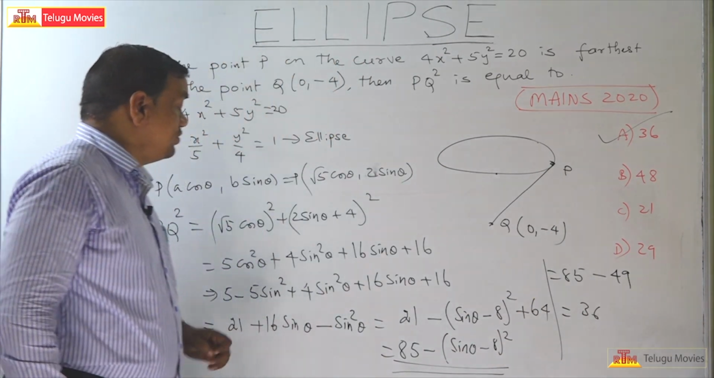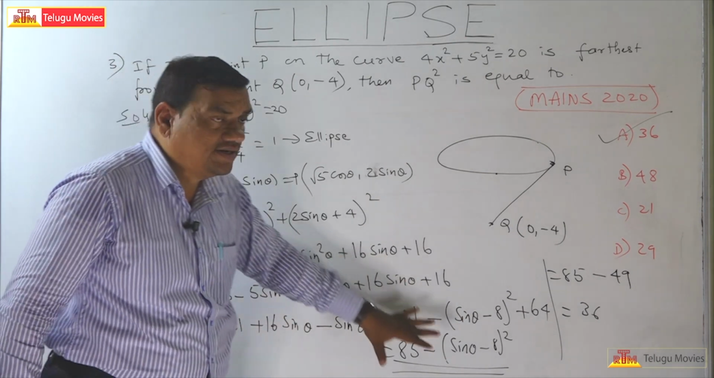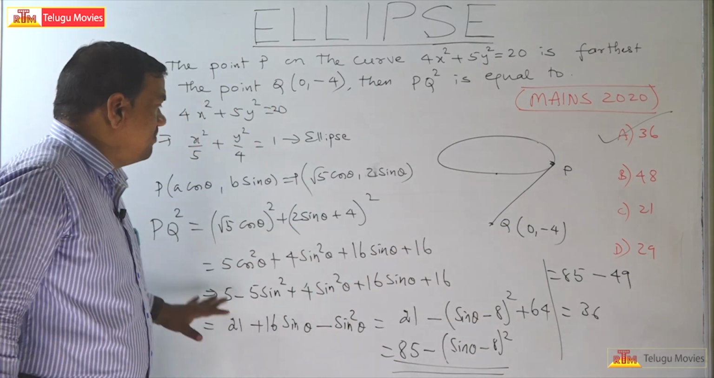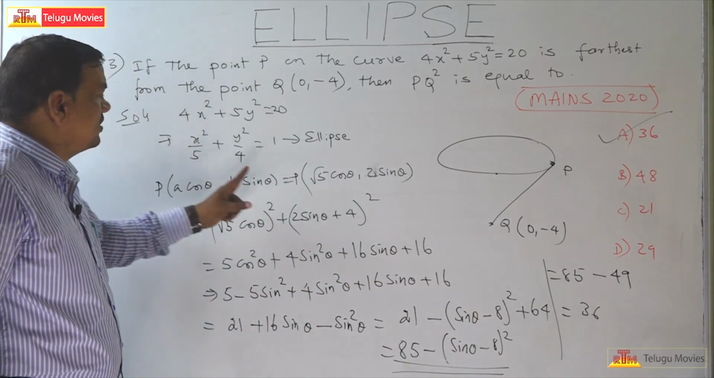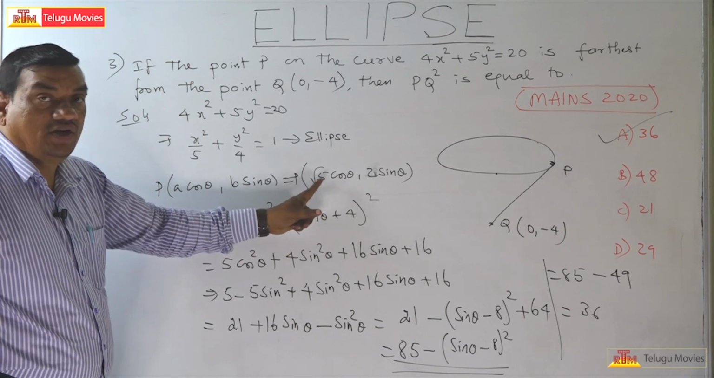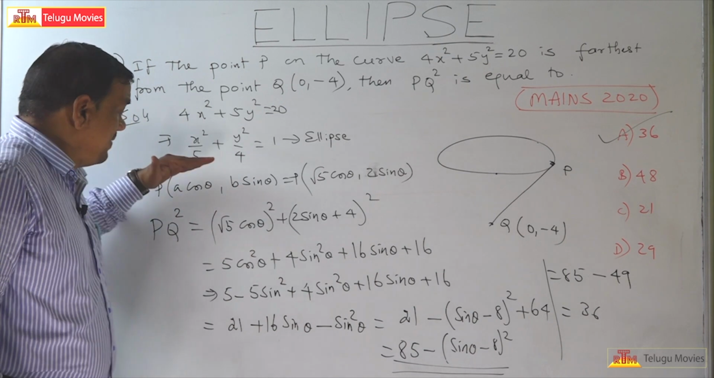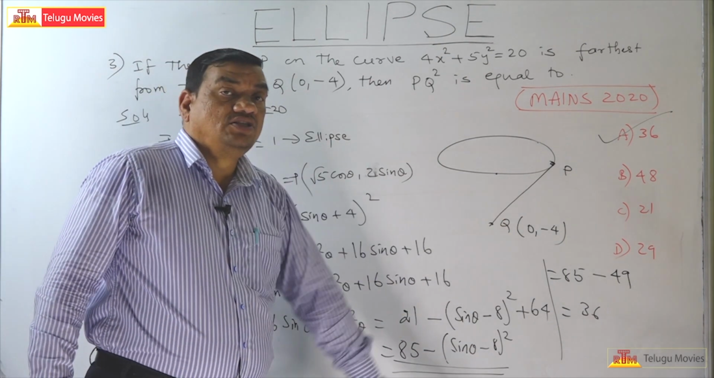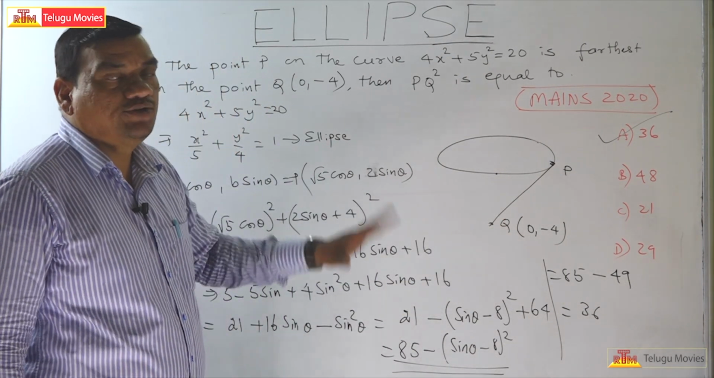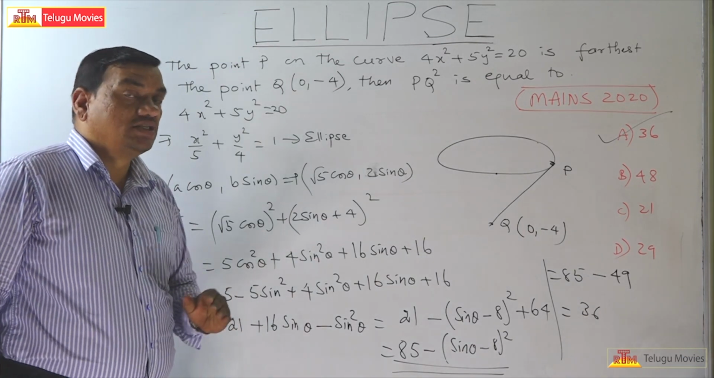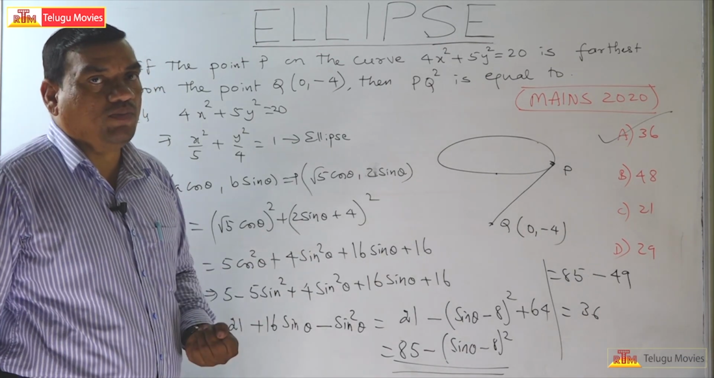So 85 minus 49, this whole thing is completely trigonometry. Only your calculus part is up to here, root 5 cos theta comma 2 sin theta. The remaining whole problem is algebra and trigonometry. I hope that you understand this solution. So let us move to the next problem.